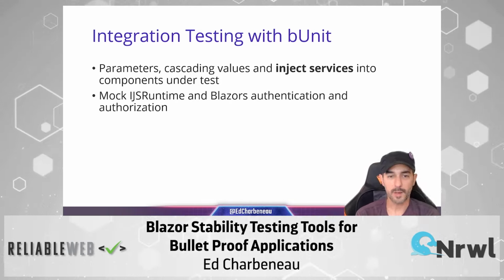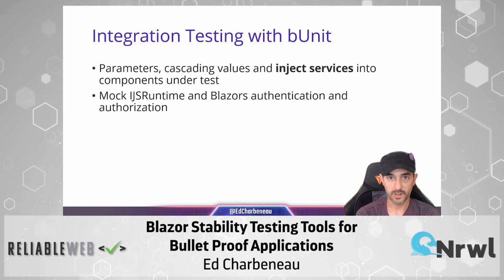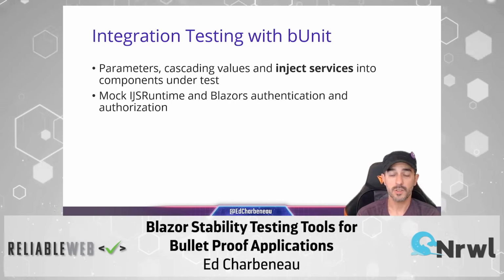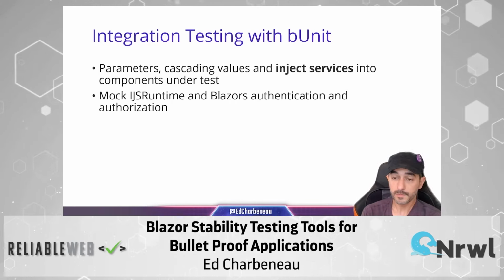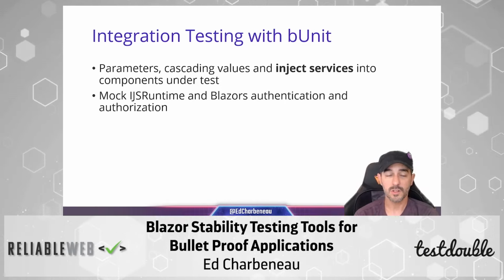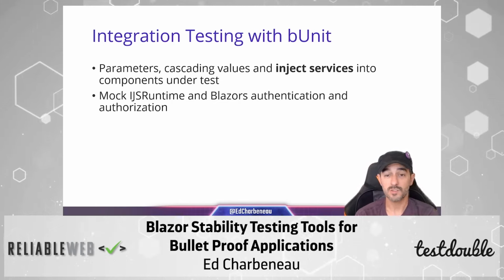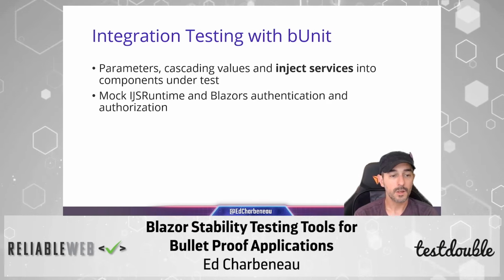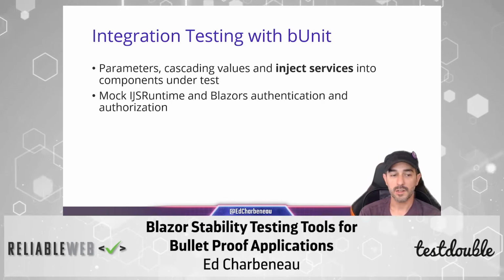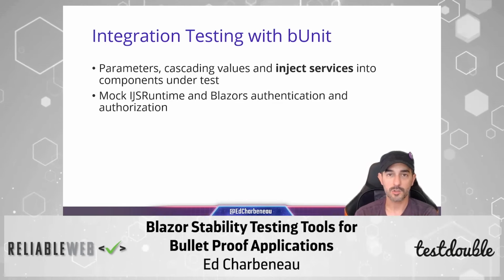And this is because we have parameters and cascading values and injected services that are all running in context of these components. And when we have these complex scenarios, it's often helpful to have things like fakes and mocks to help us with these external services to make sure that we have consistent inputs and outputs so that we can test these scenarios completely. So with BUnit, we have an IJS runtime that can be mocked, and we can also handle things like authentication and authorization and external data services.